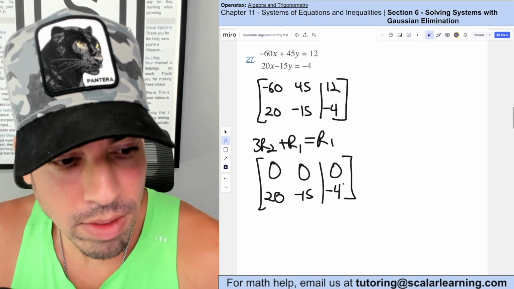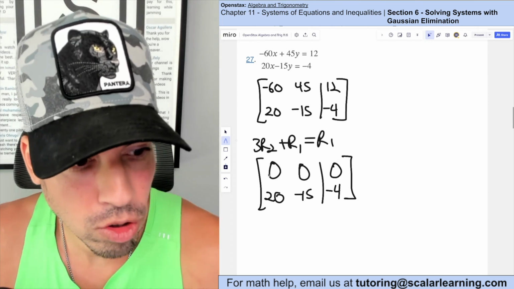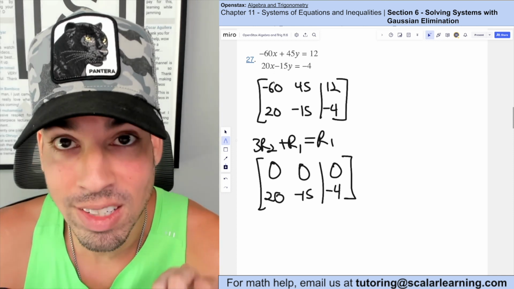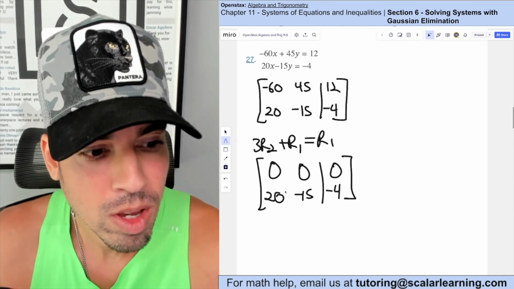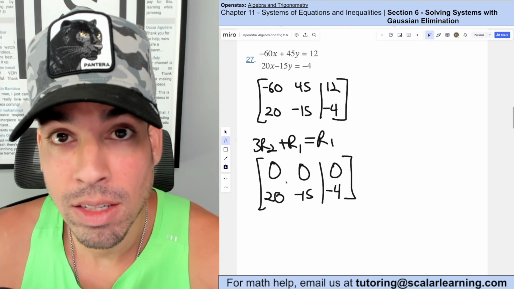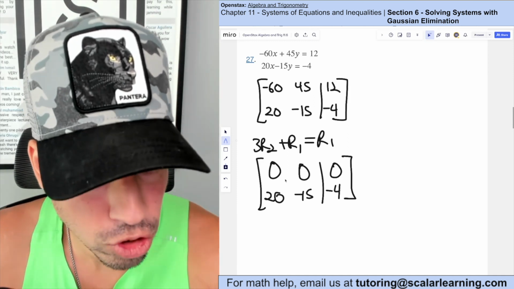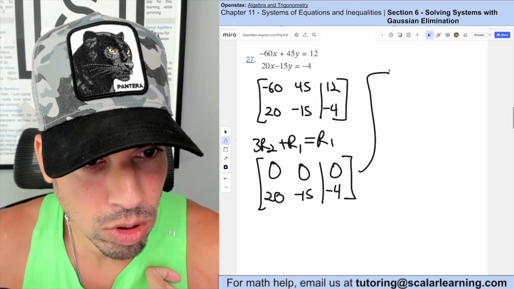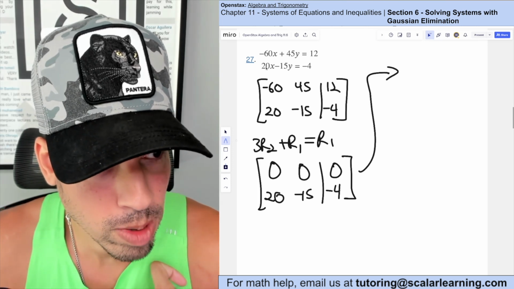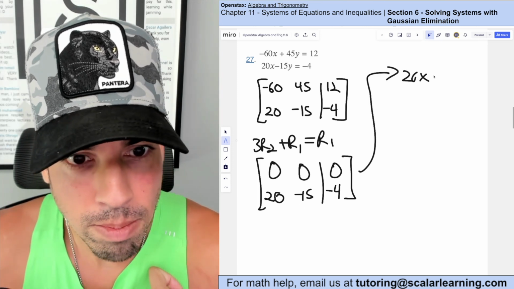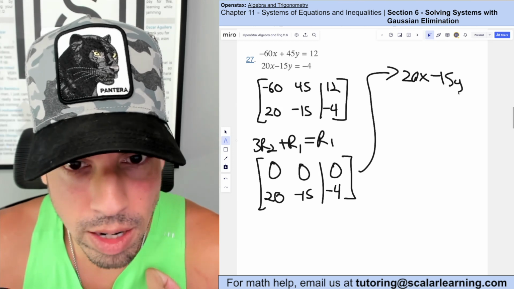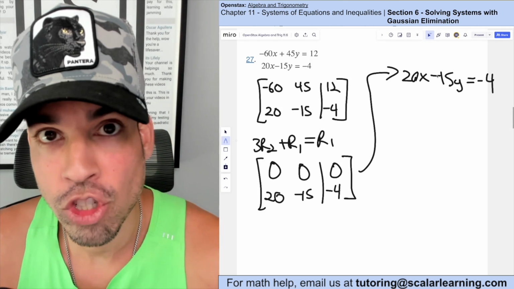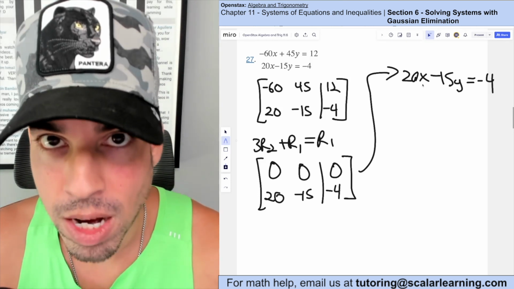So when we have this situation, this entire equation is zeroed out. What it's really telling us is that these two equations are exactly identical, all right? So if they're exactly identical, this means we're going to have an infinite solution situation. Now let's go back to this equation. I'm going to rewrite it in our regular linear equation format, which is 20x minus 15y is equal to negative 4. So we have a relationship between x and y with infinite possible solutions.